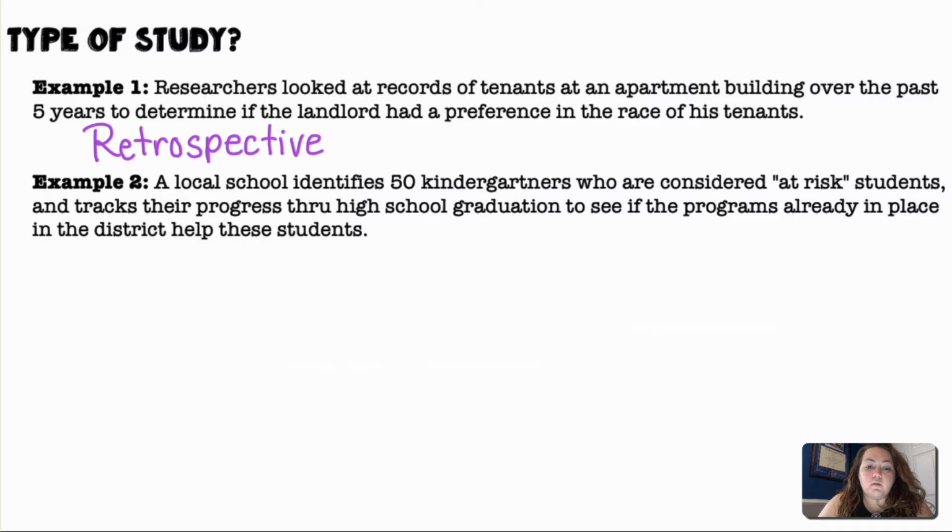Example 2, a local school identifies 50 kindergartners who are considered at-risk students and tracks their progress through high school graduation to see if the programs already in place in the district help these students. All right, so we identified them in kindergarten and we stuck with them. We followed them through high school graduation. So that would be a prospective study.